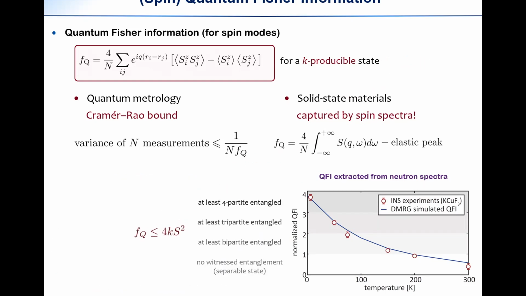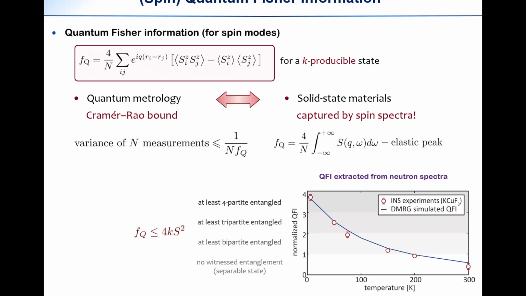Sorry, my quantum Fisher information was for the triangular lattice. Yeah, it should be triangular rather than that. I will mention triangular in a moment. This is the earlier example of the 1D chain.